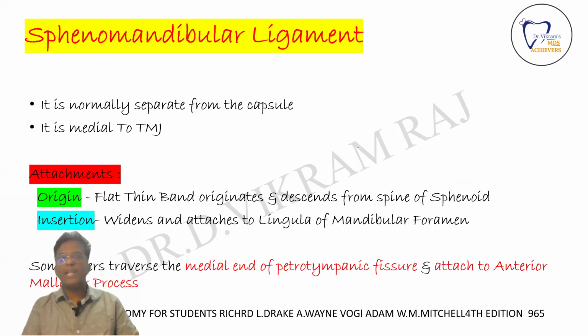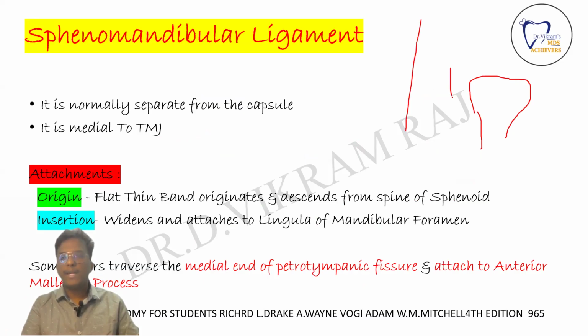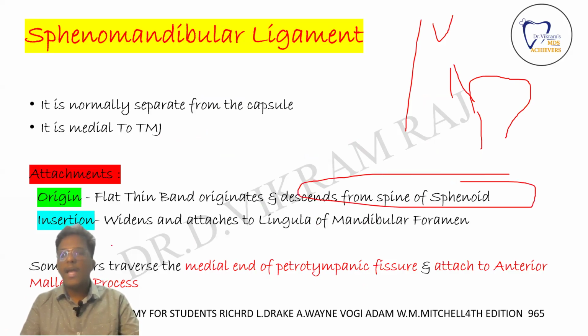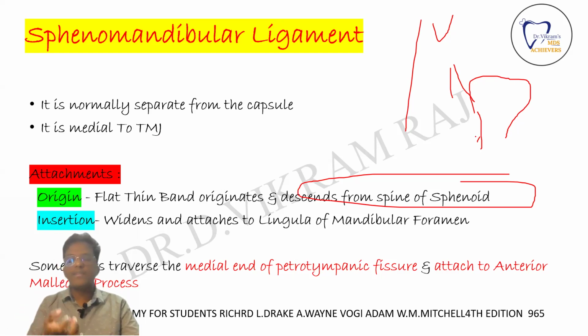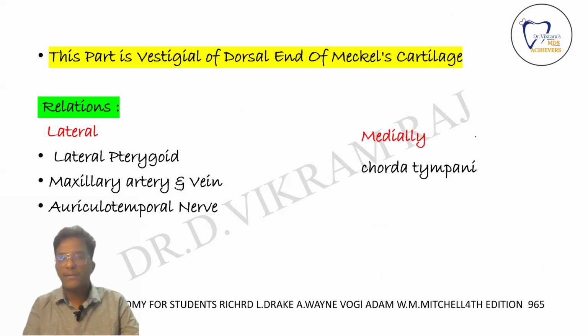And the sphenomandibular ligament. It is normally separate from the capsule and it is present medially, that is, towards the midline. It starts from the spine of the sphenoid. You can see the spine of the sphenoid, and it widens and attaches to the lingula of the mandibular foramen. Some fibers traverse through the medial end of the petrotympanic fissure and attach to the anterior malleolar process. This part is a vestige of the dorsal end of Meckel's cartilage.